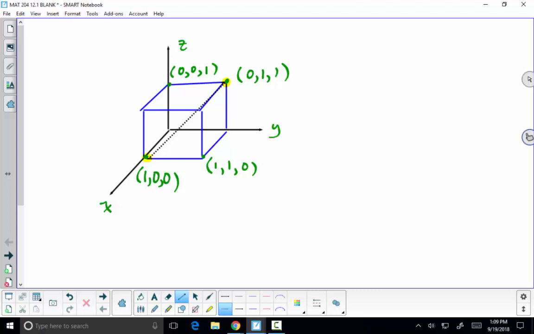Questions that you have yet, thinking about that? Any questions that come to mind before we actually start finding equations of planes? You guys already know the general equation for a plane.